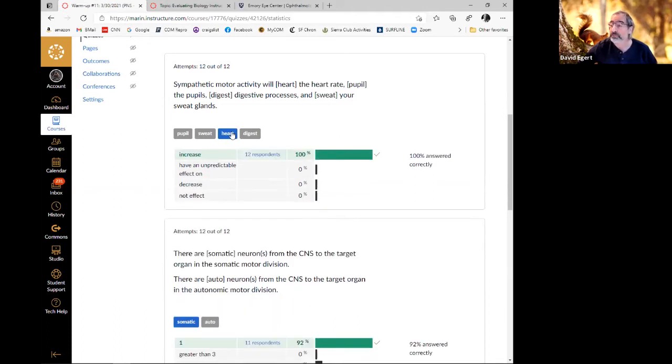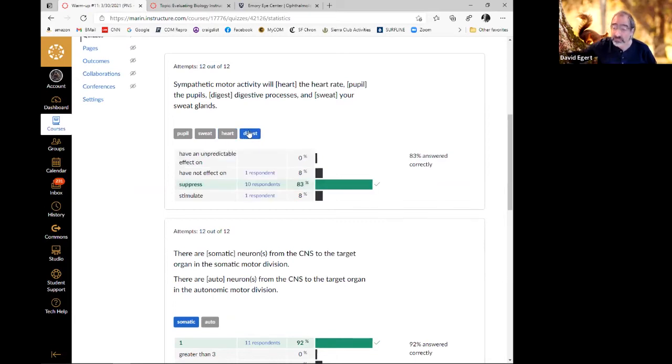Heart rate speeds up and it suppresses your digestion. Basically, that's why we say like the rest and digest is parasympathetic. That's going to stimulate digestive processes, put your resources into kind of homeostasis and stuff. Sympathetic is on the other side.